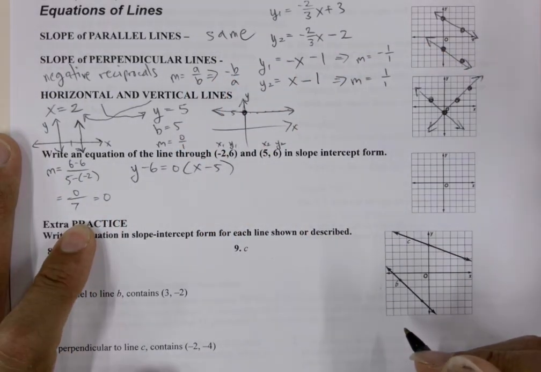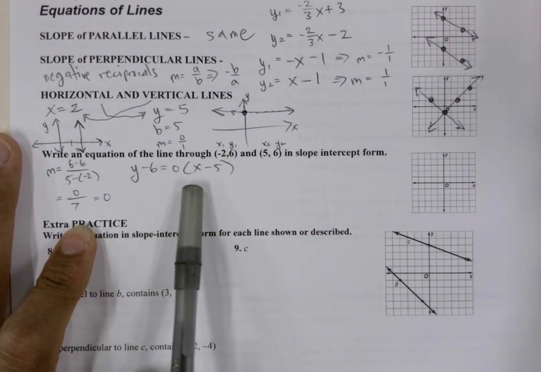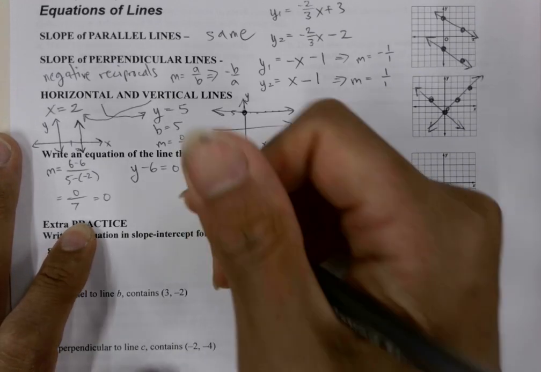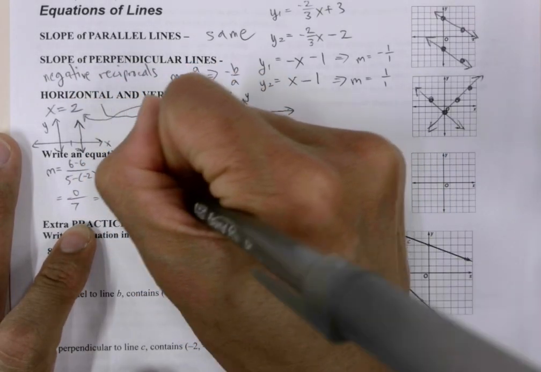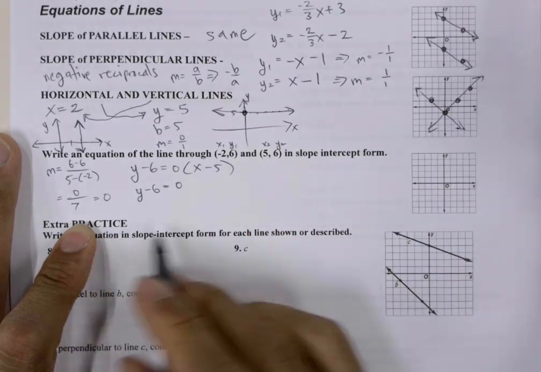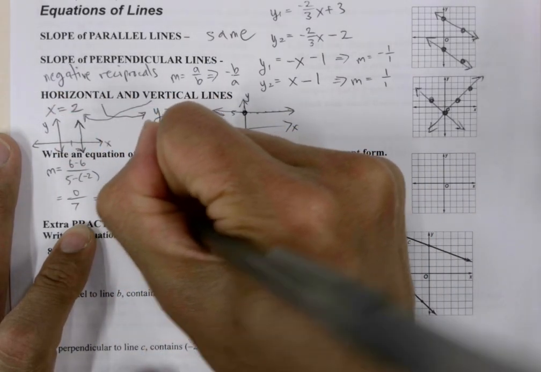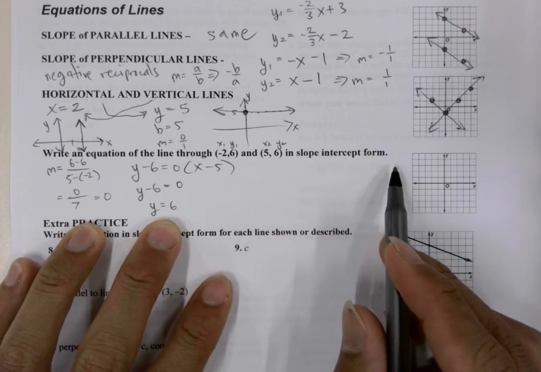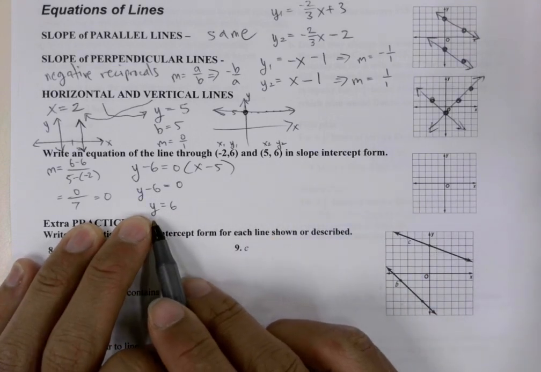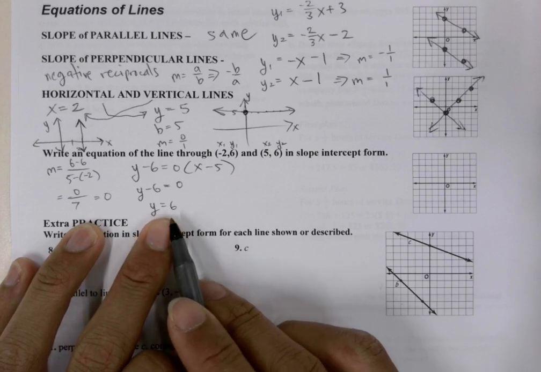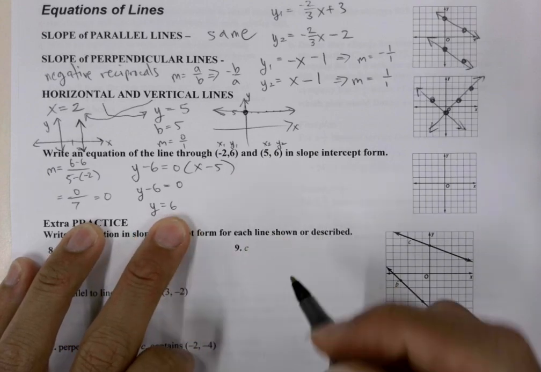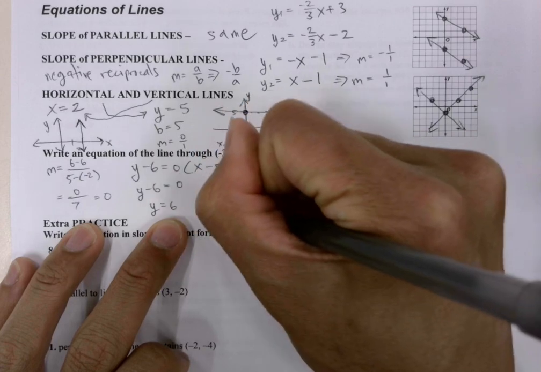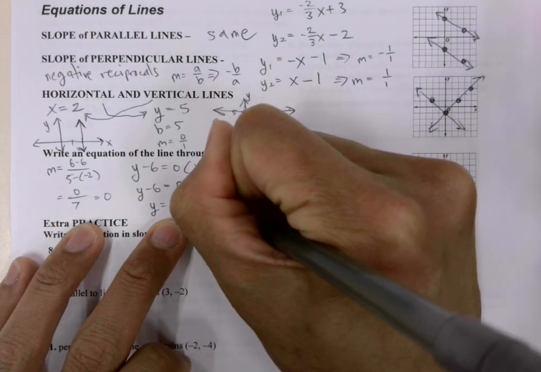Well, 0 times any value is going to be equal to 0, so what we end up with is y minus 6 is equal to 0. We'll add 6 to both sides, and we'll get y is equal to 6. So this is the equation of the line in slope-intercept form. Here our slope is 0, and our b is 6. So m is equal to 0, and our b is equal to 6.